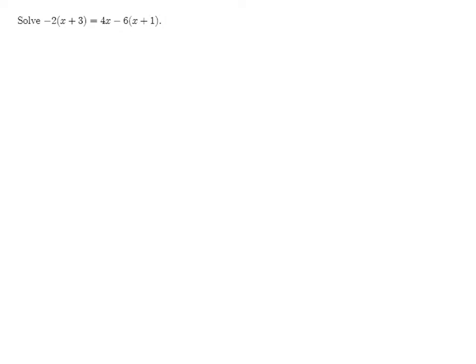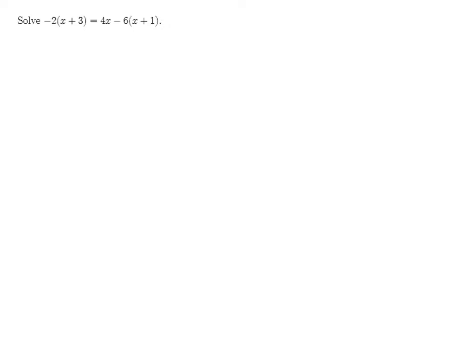In this problem, we're going to solve the equation negative 2 times the quantity x plus 3 equal to 4x minus 6 times the quantity x plus 1. Recall that when we're solving a linear equation, it's possible that our solution is one real number. It's also possible that we get no solution if the resultant equation is an inconsistent equation, or that all real numbers are a solution. In that case, we'd be looking for the resultant equation to be an identity.